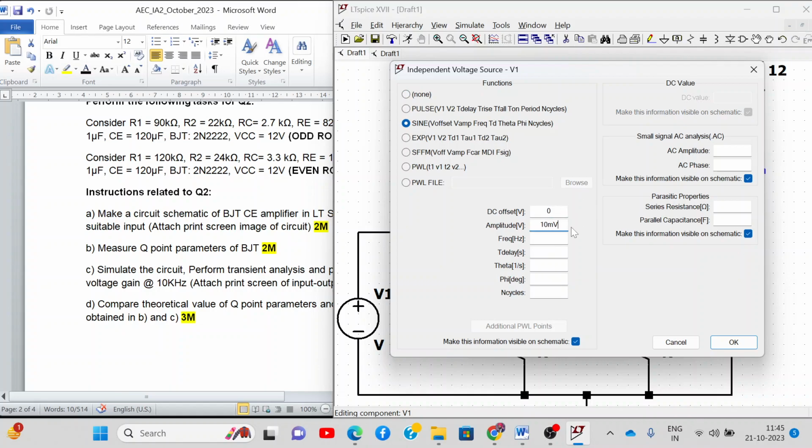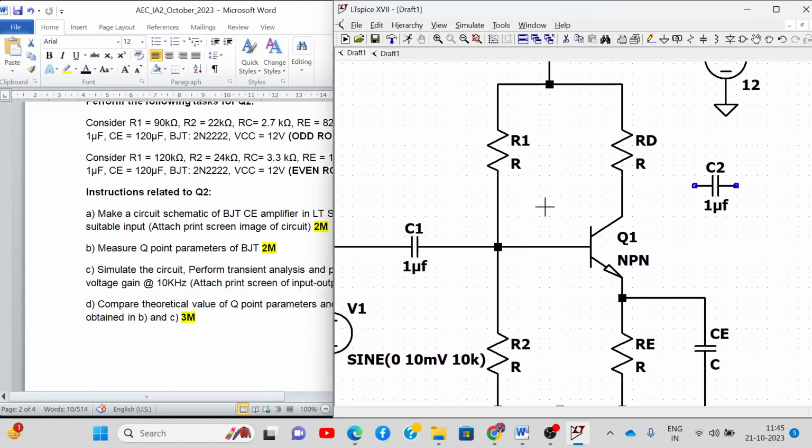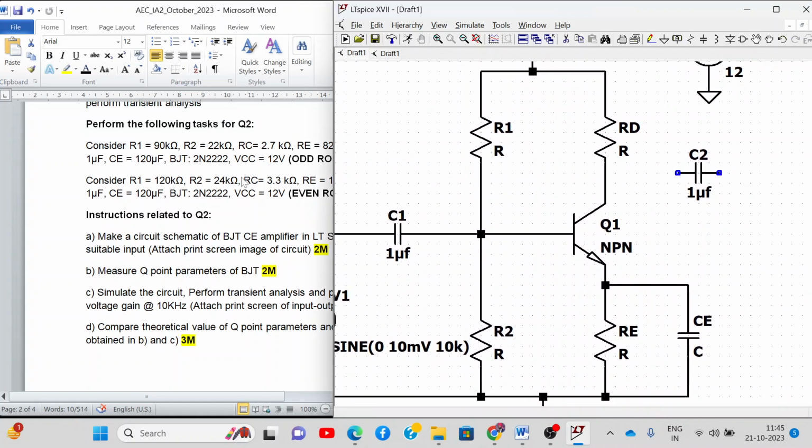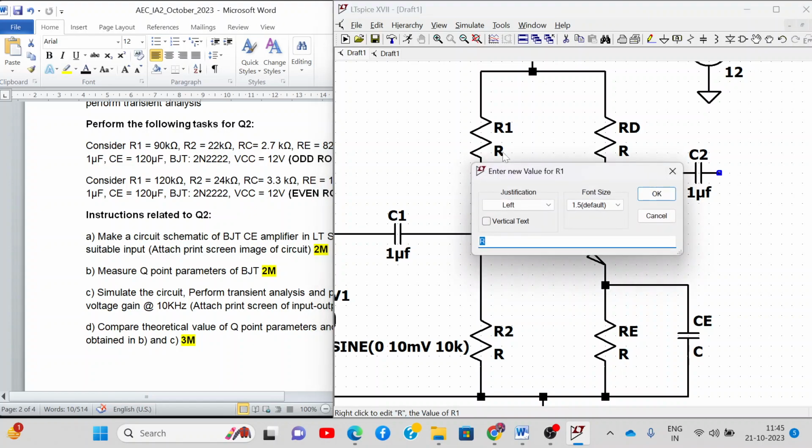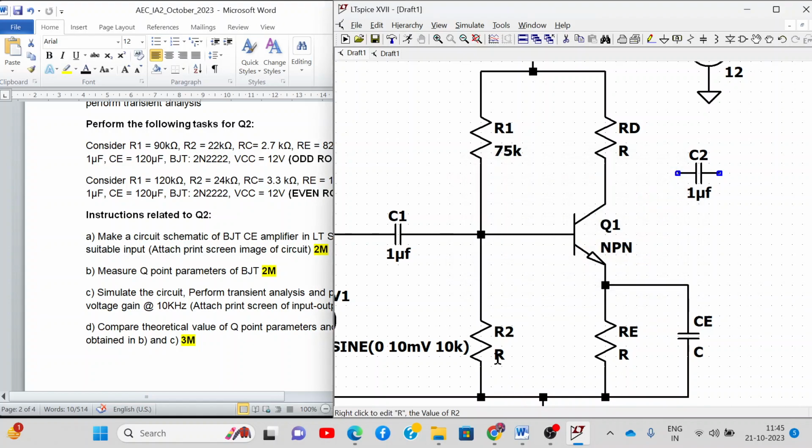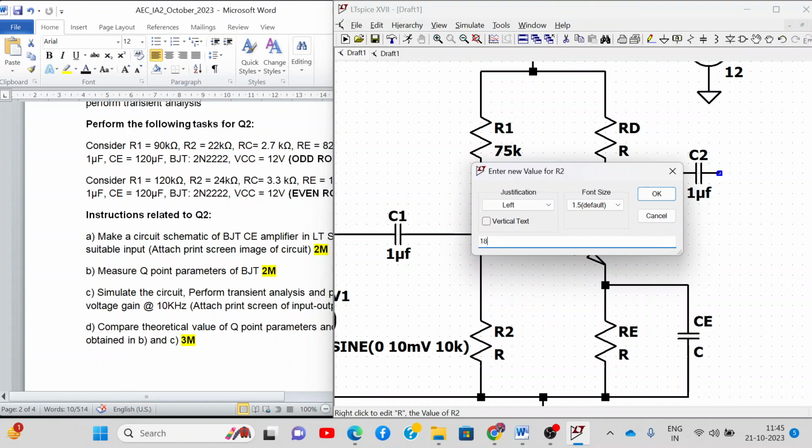So that will be 20 millivolts peak to peak. Frequency, give it around 10 kilohertz. So 10 kilohertz is reasonably well. Let me enter the values. I'll not take the same values, rather I'll take a little lower value than that. Let's say 75k. Okay. Next value, you have to take as per the data given to you.